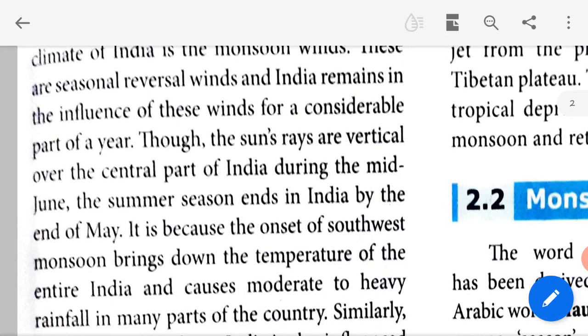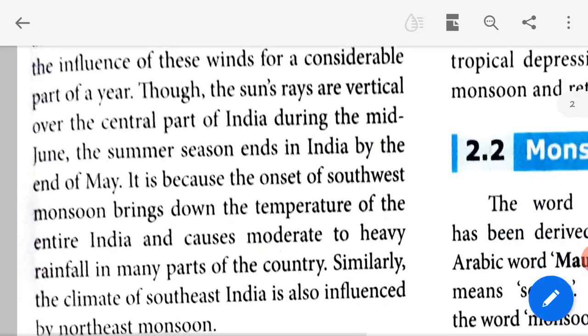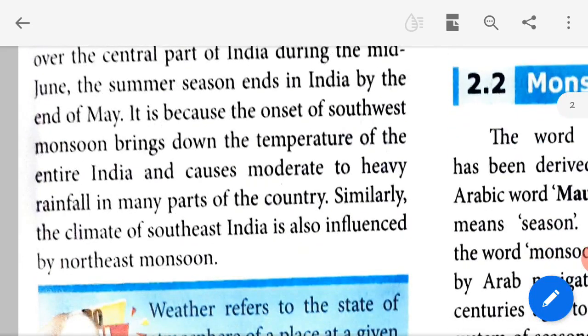So now here what they are trying to tell you is, the vertical straight sun rays will be there up to June, but the central part of India will have summer only up to the month of May. Why? Because the onset of southwest monsoon brings down the temperature of the entire India and causes moderate to heavy rainfall in many parts of the country.